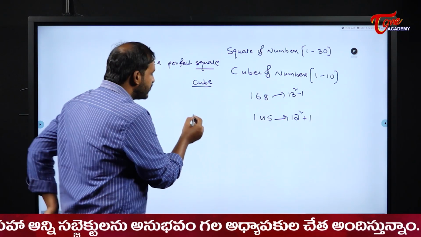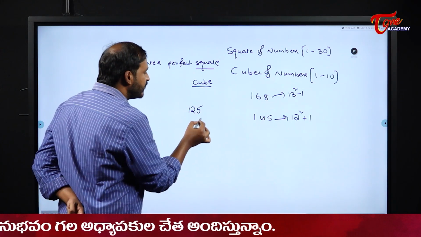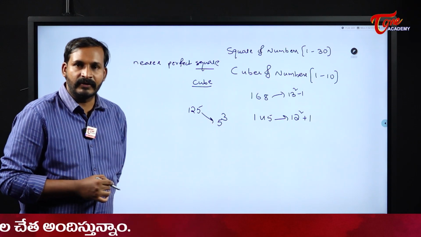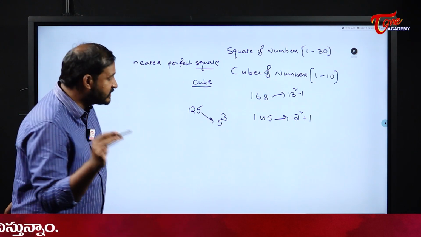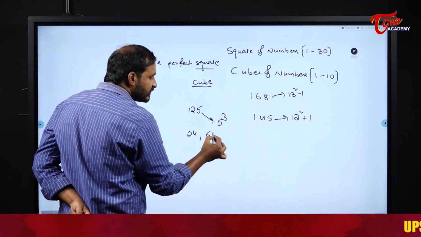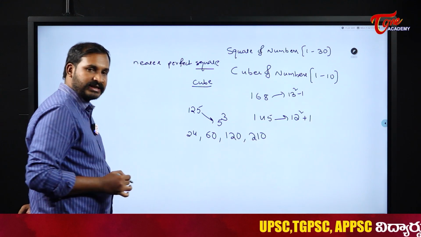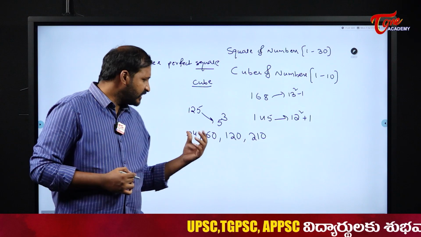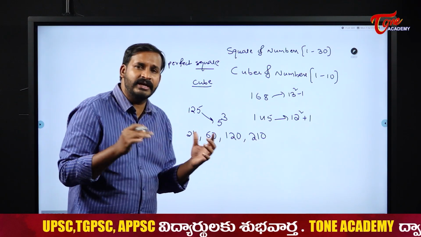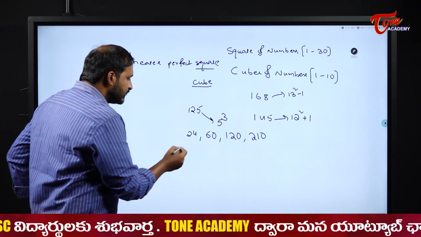If I see 125, immediately I should get an idea that 125 is nothing but 5 cube. If I see numbers like this, for example 24, 60, 120, 210, what are these numbers, students? If you generally observe it, you will not get the idea. But think, are these numbers nearer to any perfect squares or perfect cubes? Just to have a glance.